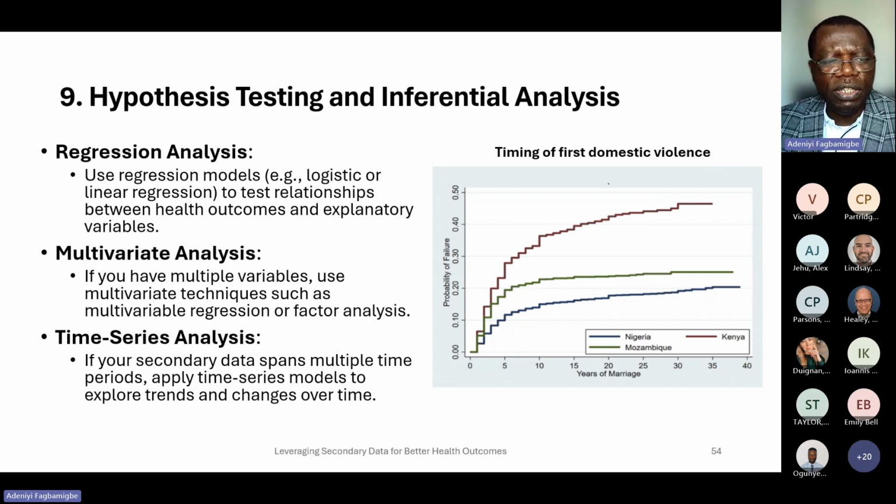Which type of study? Are you using regression? Are you using survival analysis? Like this chart here across 3 countries, we are looking at timing of first domestic violence after marriage or after living with a partner. We look at it across 3 countries using the power of secondary data for Nigeria, Mozambique, and Kenya. You can see that the risk of experiencing the first domestic violence is higher in Kenya than the 2 other countries, especially after 5 years of marriage. The thing goes up so much in Kenya than in the other countries.